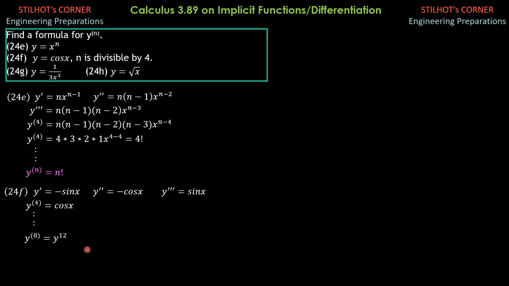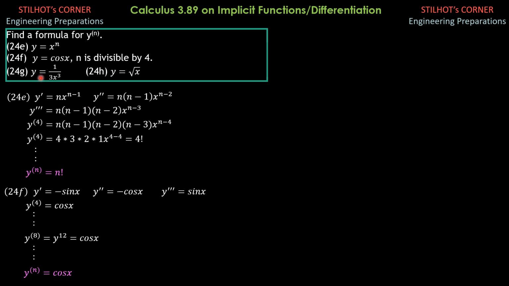So y to the 8 equals y to the 12 equals y to the 120, y to the 1200, y to the 2400. All those numbers are divisible by 4, so it is cosine of x. So in general, y to the n, or the nth derivative of y with respect to x, is cosine of x because n is divisible by 4 for that case. So that's it for that problem.